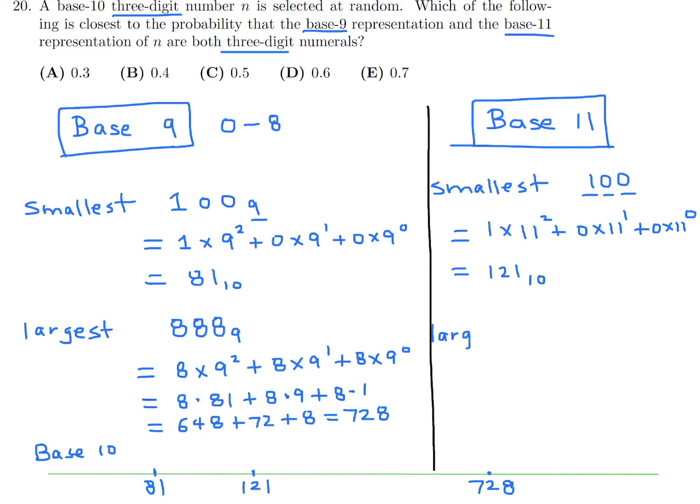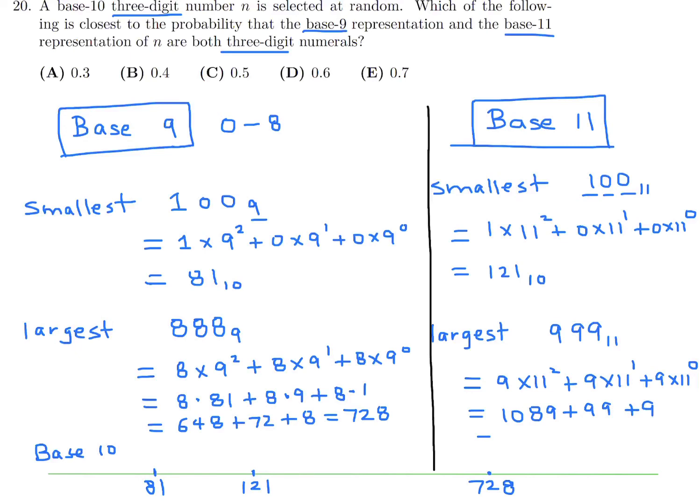And then the final one we need to figure out is the largest 3-digit number in base 11. That'll be 999. Let's figure this out. What is this in base 10? 9 times 11 to the power of 2 plus 9 times 11 to the power of 1 plus 9 times 11 to the power of 0. So 121 times 9, 1089 plus 99 plus 9, like that. So this is 1197. So 1197, I put that on my number line.